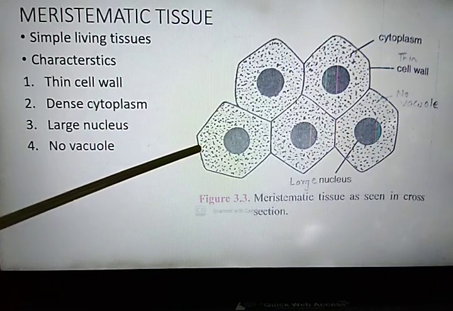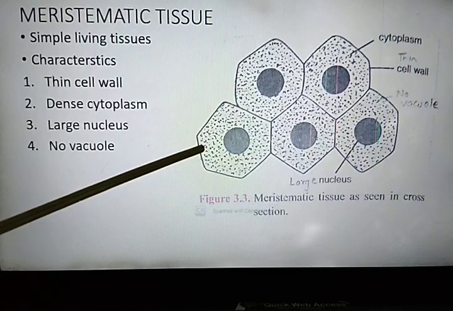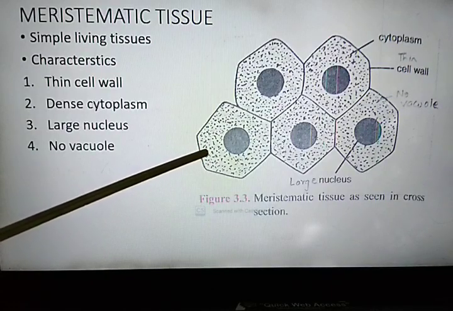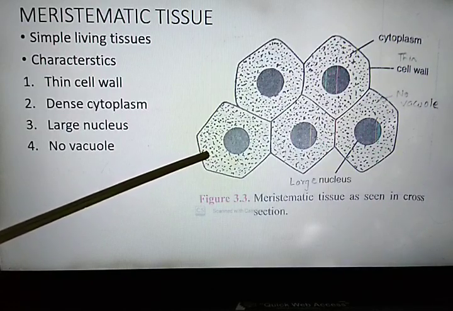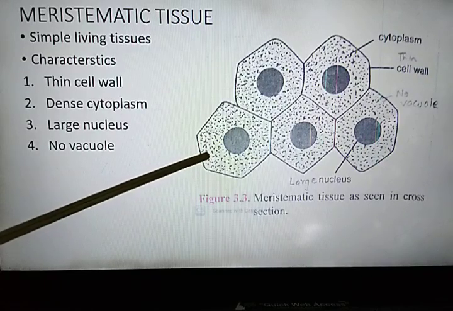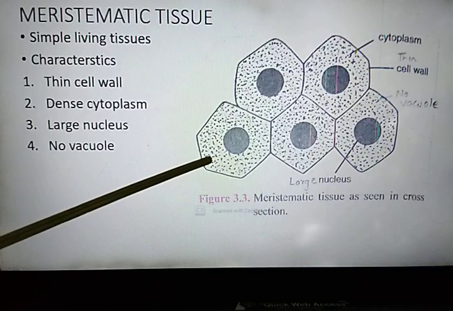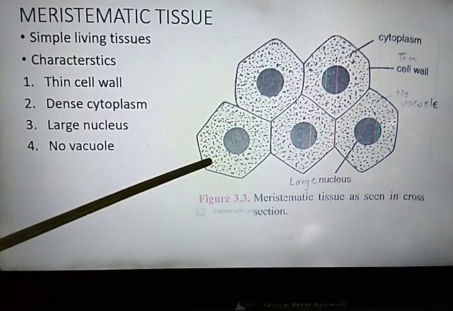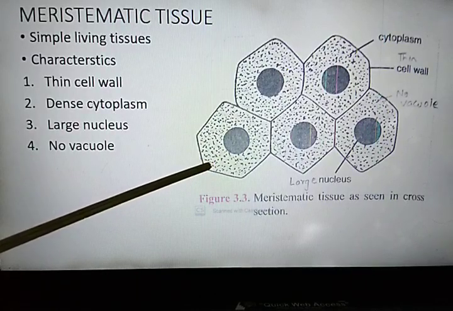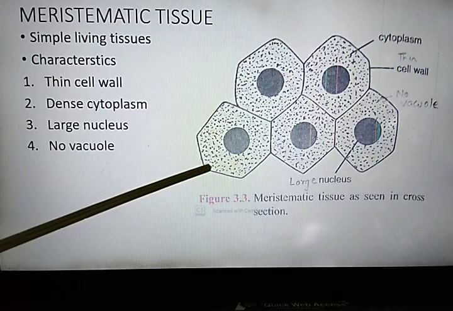Do you remember the function of vacuole? Vacuoles are used for the storage of food material as a food vacuole, or the storage of waste material. So in meristematic tissue, the meristematic cells do not store food material or waste material. That's why meristematic tissues lack vacuole.